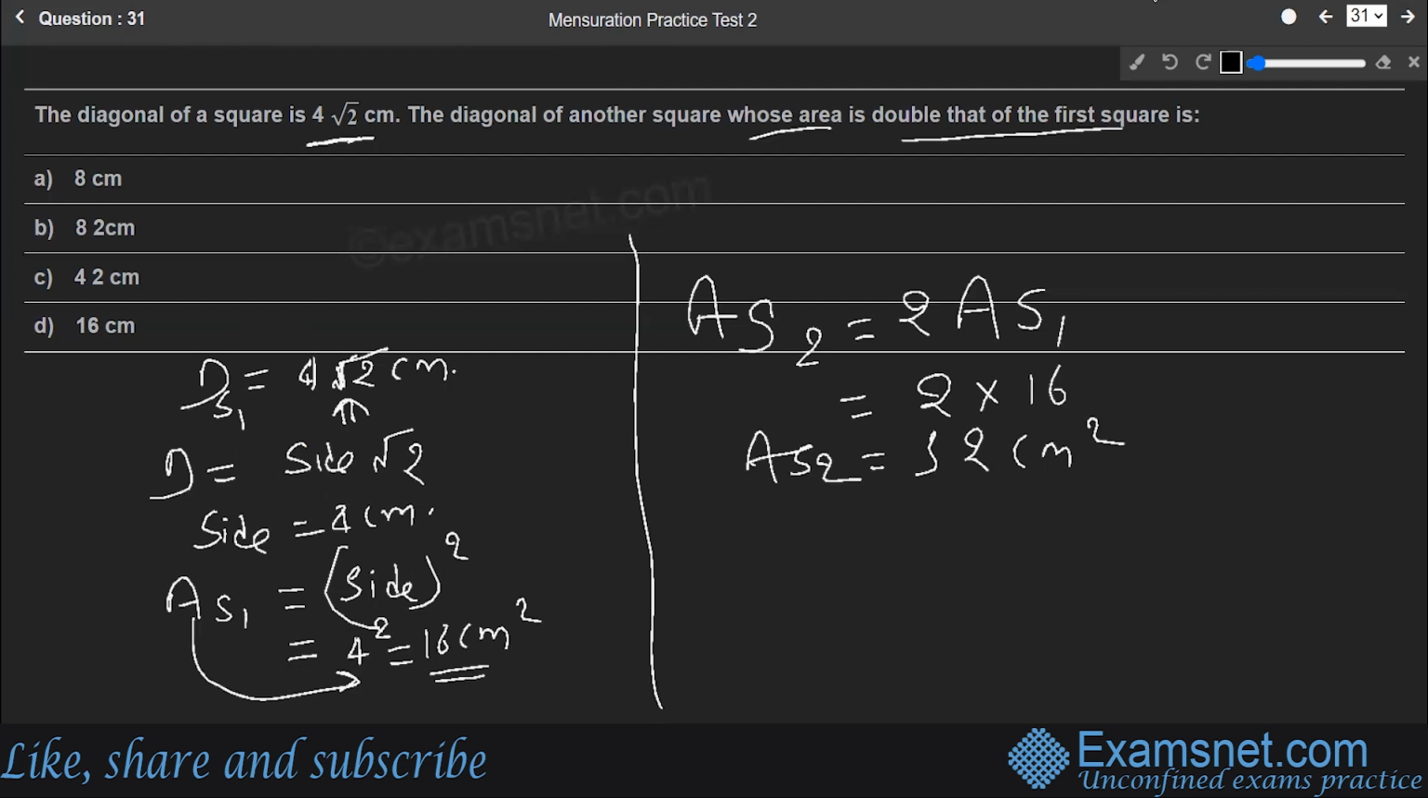Now he wants us to calculate the diagonal of the second square. For that we need to know the side of the second square. So clearly side of the second square will be simply root of the area, that is root of 32. We need to find out the root of 32, which can be broken down as 16 into 2. So the side value comes out to be 4 root 2 centimeter.